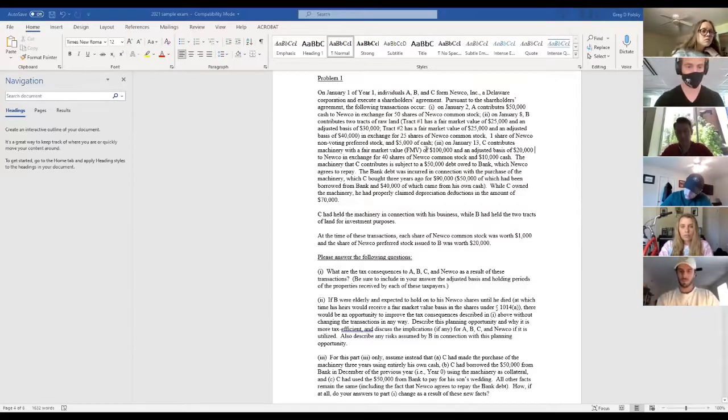NewCo's benefit is getting more basis in the land. And land is not depreciable, so it's not as attractive as if this was equipment or machinery, where you're giving NewCo more basis in depreciable property that you get to use. So it's not a great result, but it's better because, again, if B's basis is going to be lost anyway, then why not? Okay.